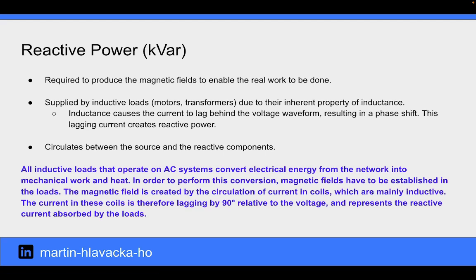Reactive power is required to produce the magnetic fields that allow real work to be done. It is supplied by inductive loads such as motors or transformers due to their inherent property of inductance, which causes the current to lag behind the voltage waveform, resulting in a phase shift. This lagging current creates reactive power. This reactive power then circulates between the source and the reactive components.